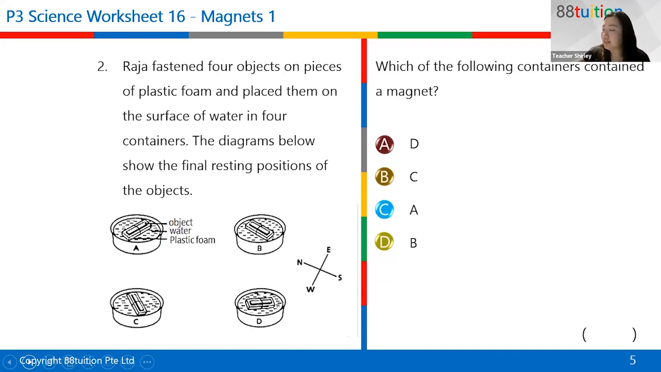Next one. Raja fastened 4 objects on pieces of plastic foam and placed them on the surface of water in 4 containers. The diagrams below show the final resting positions of the objects. Which of the following containers contained a magnet? Water, plastic.